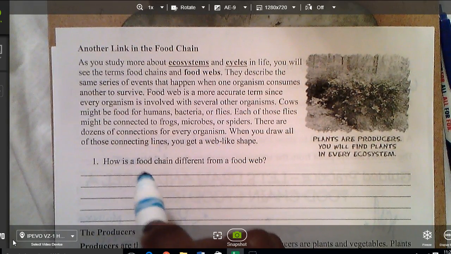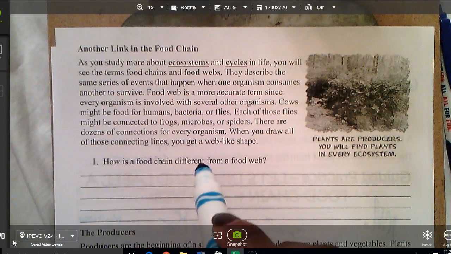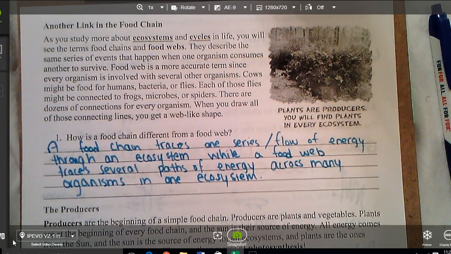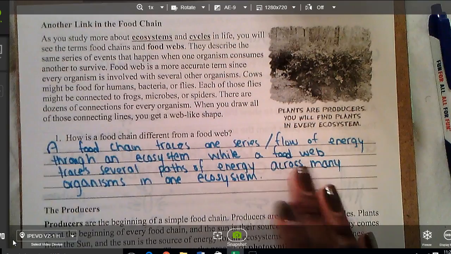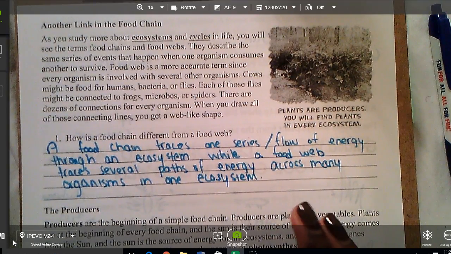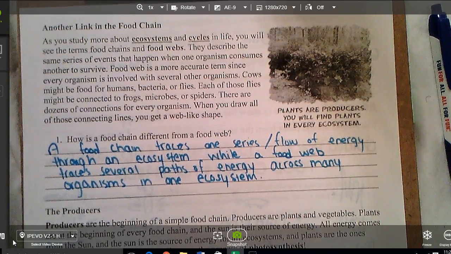So we talked about it just a little while ago, but how is a food chain different from a food web? Go ahead and answer that question now. So hopefully your answer sounds just like mine. It says a food chain traces one series or flow of energy through an ecosystem, while a food web traces several paths of energy across many organisms in one ecosystem.